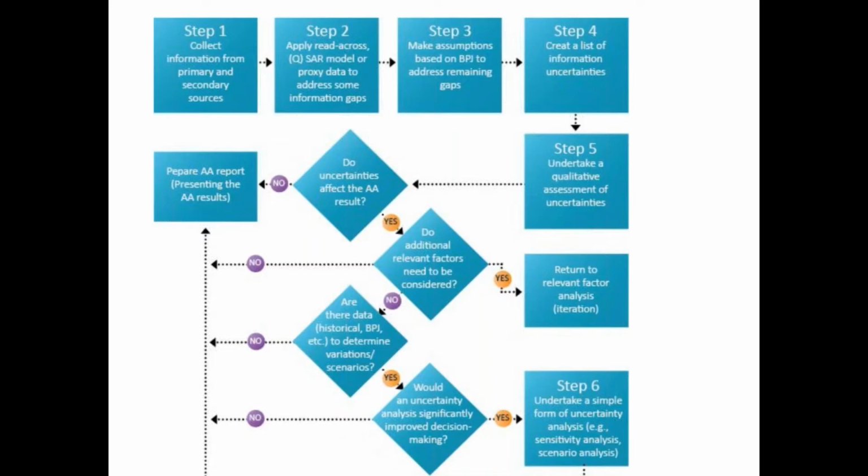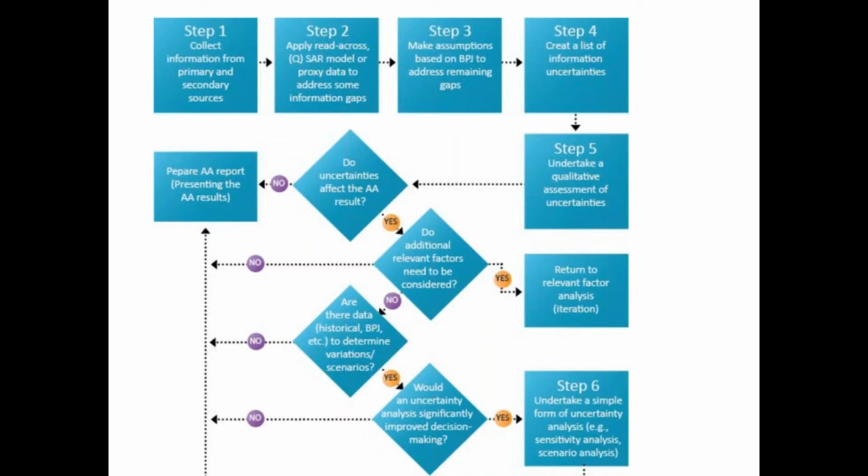And then step 4, create a list of information uncertainties. And from step 5, undertake a qualitative assessment of uncertainties first. And if they affect AA results, then we need to assess additional relevant factors. And if additional relevant factors do play a role there, then return to the relevant factors analysis. We need to do this iteratively. If not, then we can go directly to the preparation of the AA.